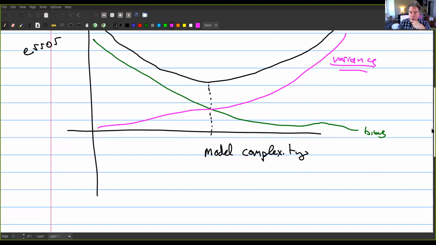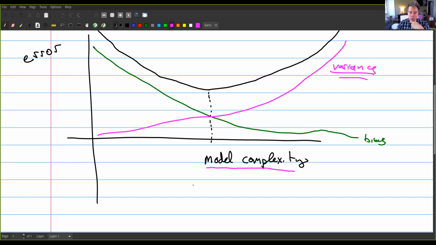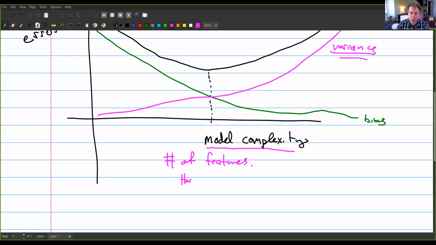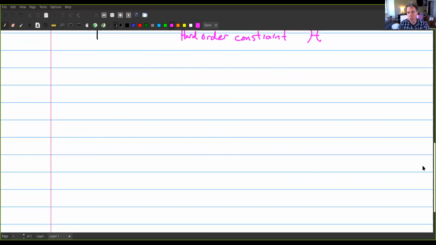So a really crude way of adjusting model complexity is just with the number of features. An example of that is the degree of the polynomial features that you're using for your model. There are other ways of introducing features, like radial basis functions, but I don't think we'll get there. This is sometimes called a hard order constraint, because you're changing the nature of H itself. A degree 3 polynomial model is a completely different hypothesis space than a degree 5 polynomial model. So regularization is sometimes called a soft constraint.